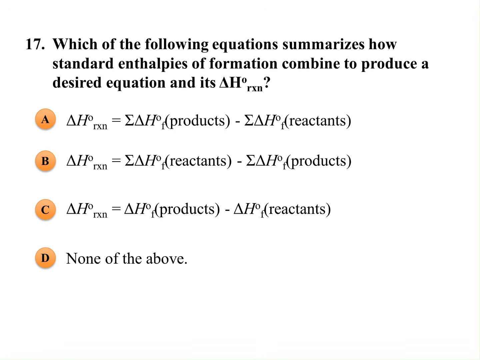Which of the following equations summarizes how standard enthalpies of formation combine to produce a desired equation and its standard enthalpy? The correct answer is A, because the enthalpy change for the reaction equals the summation of the enthalpy change of formation for products minus the summation for reactants.